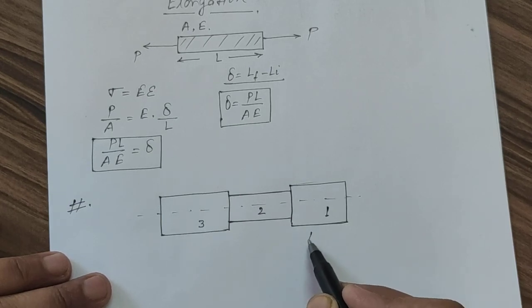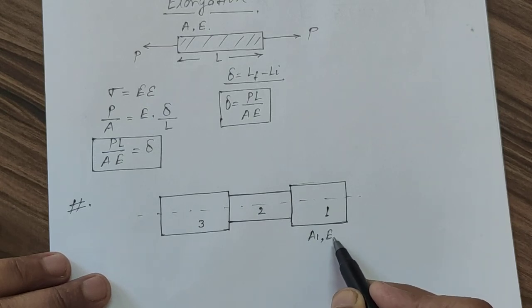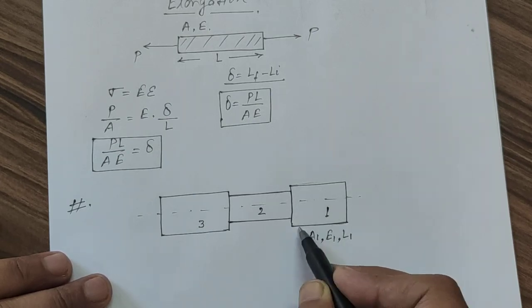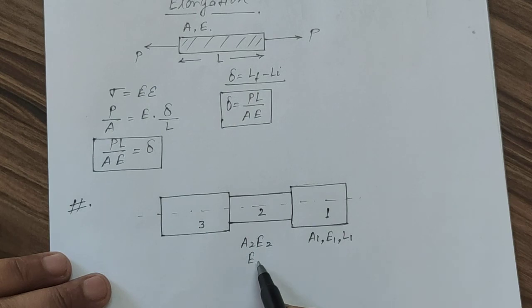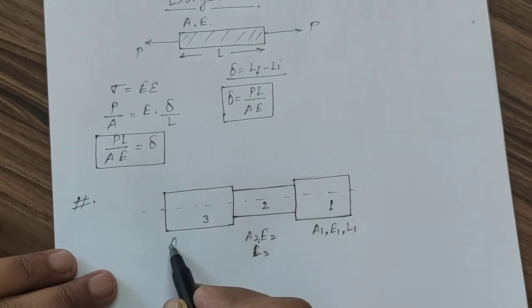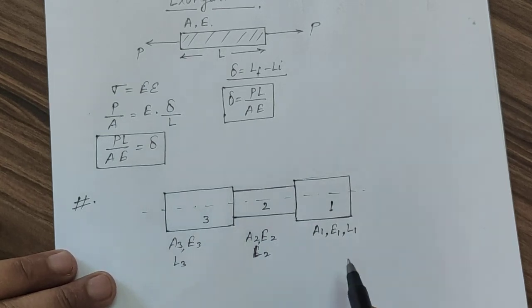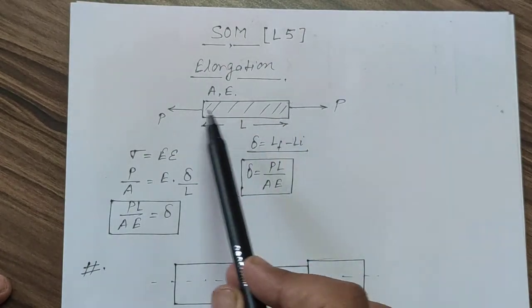Let's say A1 is the area corresponding to member 1, E1 is the material property corresponding to member 1, and L1 is the length of member 1. Corresponding to member 2 we have A2, E2 and L2, and the third one is A3, E3 and L3. These are the given quantities, as we had for the single bar.